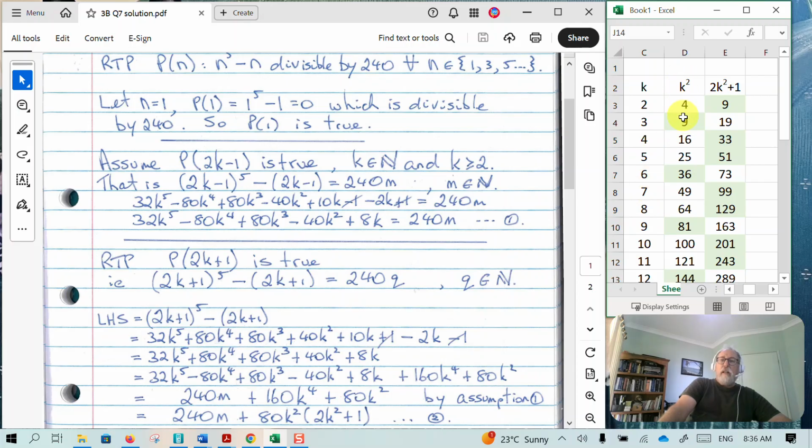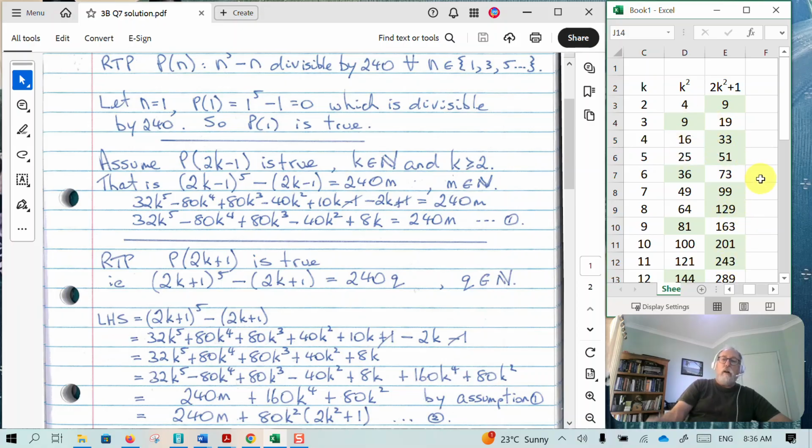I then calculated k squared, so 2 squared is 4, 3 squared is 9, and so forth. I've highlighted the ones in this list which are multiples of 3. So not all of them are multiples of 3. I then calculated 2k squared plus 1. So 2 4s are 8 plus 1 is 9. 2 9s are 18 plus 1 is 19. 2 16s are 32 plus 1 is 33, and so on. And then I've highlighted the ones in this list which are multiples of 3.